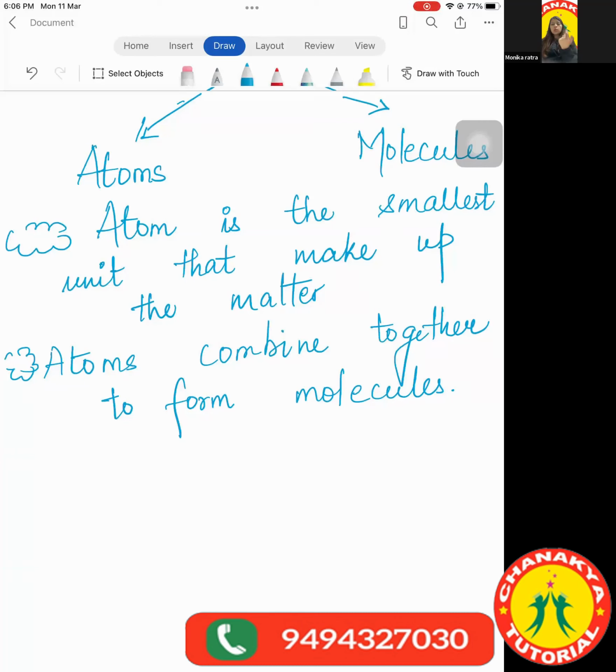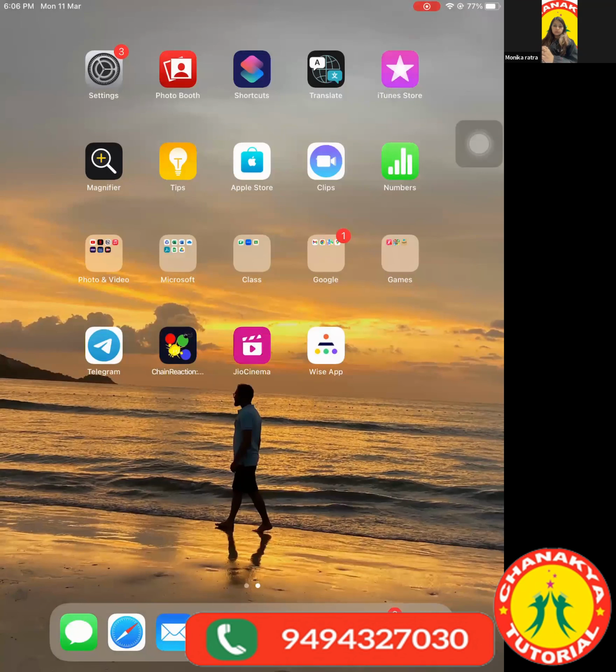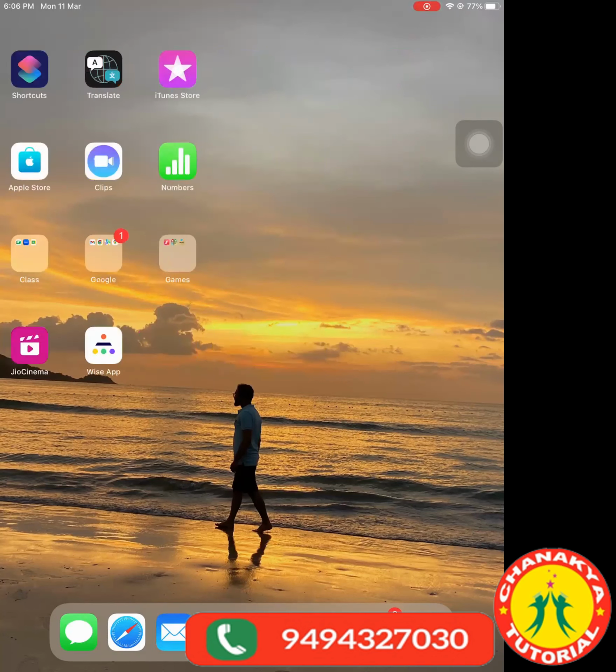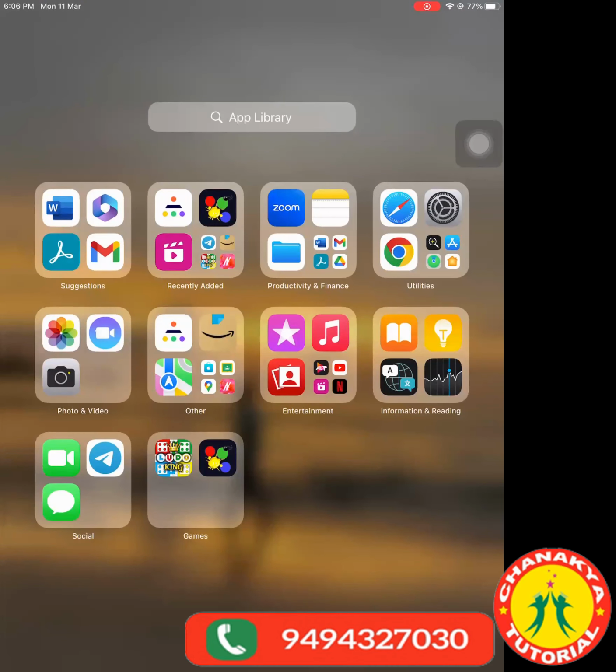Atoms and molecules. What is an atom? Who will tell me what an atom is? The smallest unit that makes up the matter. Very good. So, Pranav, can you tell me what is a molecule? Some atoms combined is called a molecule. Whenever atoms combine together, they form molecules.